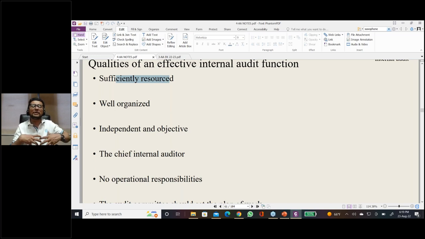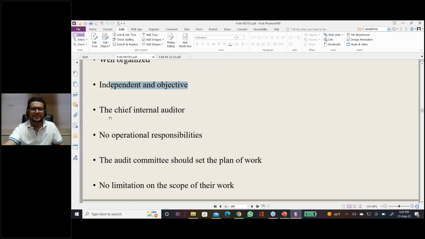The internal audit department has to be well organized. The reporting lines should be clear. The internal audit department should be reporting to their chief internal auditor, and the chief internal auditor should be reporting to the audit committee, not directly to the management. The internal audit department should be independent. They should not be biased, and their independence should not be compromised.